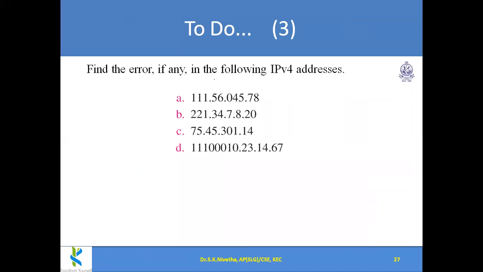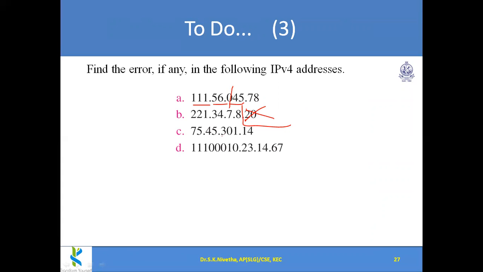Now, find the error, if any, in the following IPv4 addresses. So we could see the first address, 111.56.0.45. Now 0 we should not mention here. Leading 0 is not having any meaning here. So that is not a valid IP. Now, next one: 221.34.7.8. Only 4 octets are required. This is extra. So this is also not a valid address.